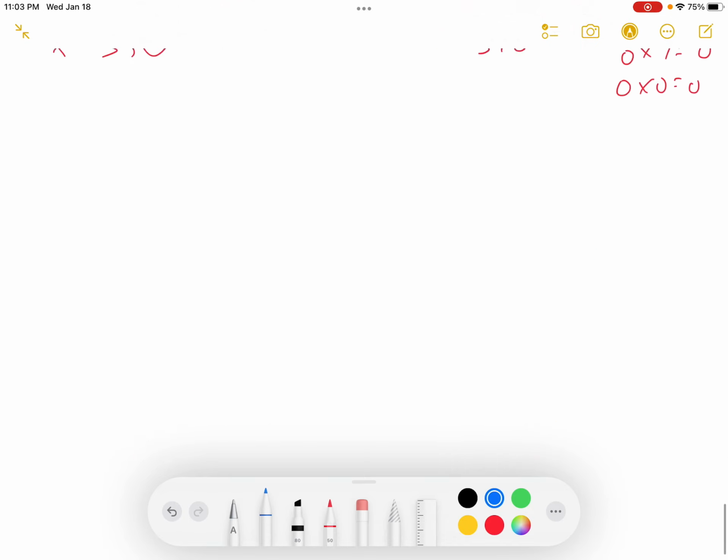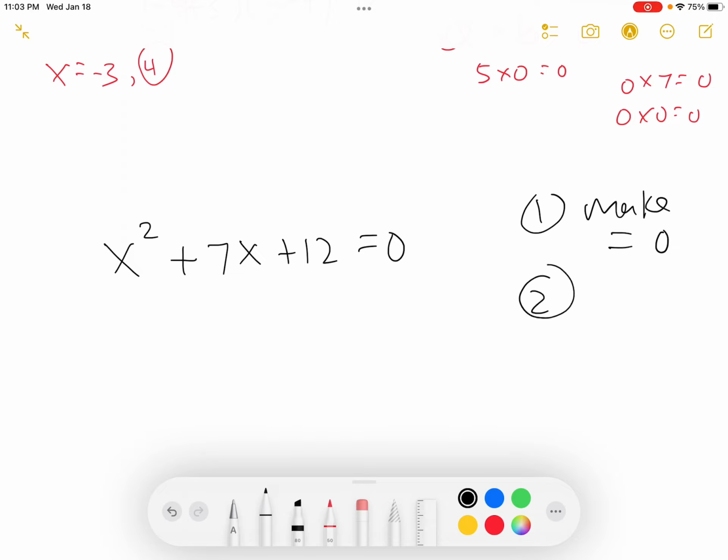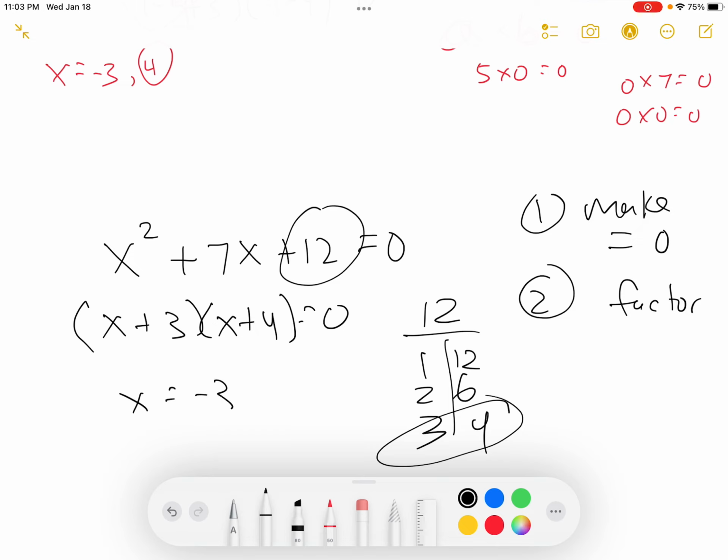Okay, let's do another one of these here. Let's say we've got x squared plus 7x plus 12 equals 0. Go ahead and solve this one out. All right, it's already equal to 0. Remember, our first step is make it equal 0 if it doesn't already. Step number 2 is factor. How do we factor? We circle that number, 12. We make our table: 1, 12, 2, 6, 3, 4. And 3, 4 is going to be my winner. x plus 3, x plus 4 equals 0. And the solutions are -3 and -4.